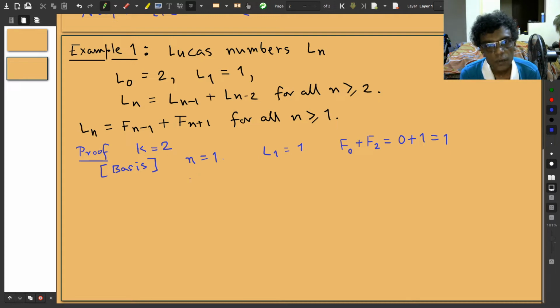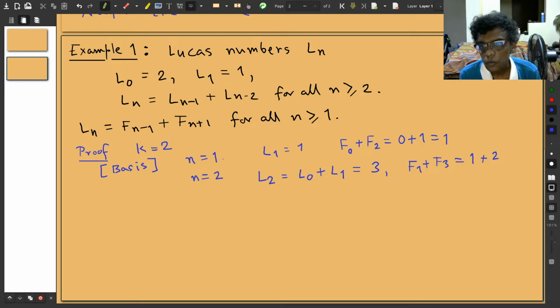But this alone will not suffice. Because k is 2, I have to prove another thing, n equal to 2. So what is L2? L2 is by this construction L1 plus L0, which is 2 plus 1, 3. On the other hand, the right hand side is F1 plus F3. F1 is nothing but 1, F3 is 2, so this is 3. Right. Since k is 2, the basis involves two initial conditions. Only one will not do.